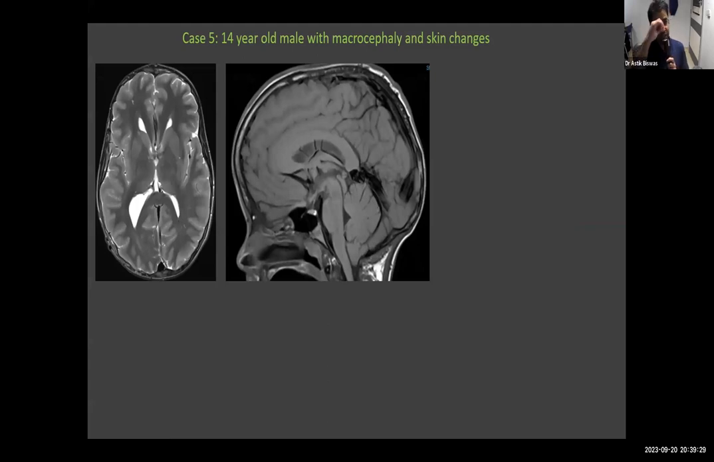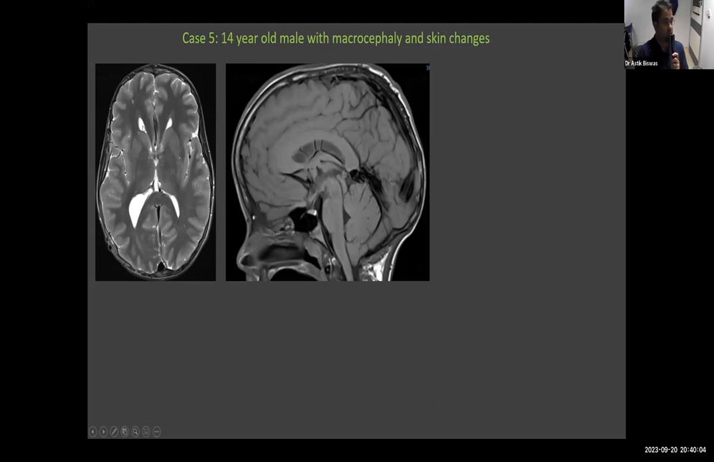So let's look at case 5. This is a 14-year-old male with macrocephaly and skin changes, and the sagittal image is just a good starting point to get an idea of the degree of macrocephaly. At this point, we can also see the corpus callosum is quite thick. Again, a common finding in many of these overgrowth syndromes. The posterior fossa looks a bit crowded, and that tells us that the overgrowth is not necessarily confined to the cerebral hemispheres, but can also involve the cerebellum.